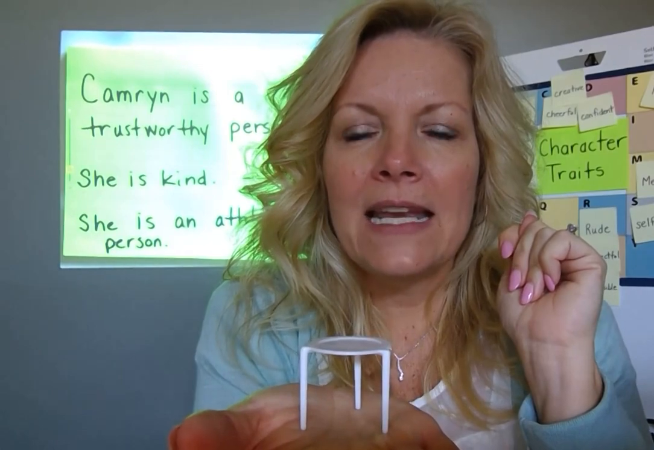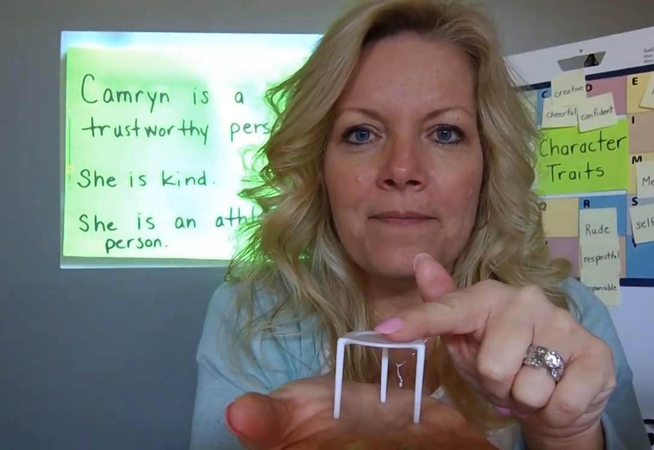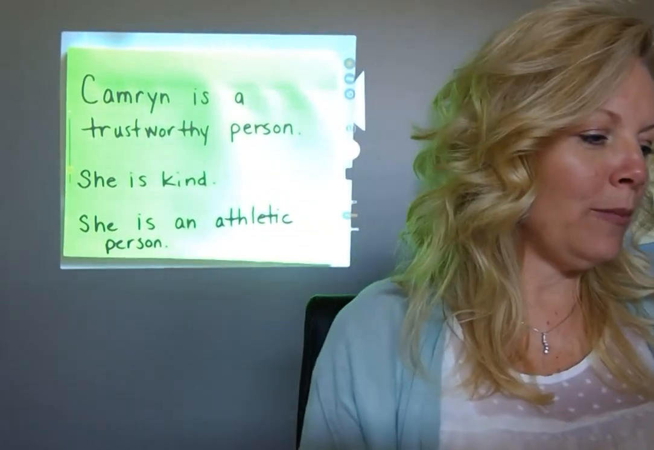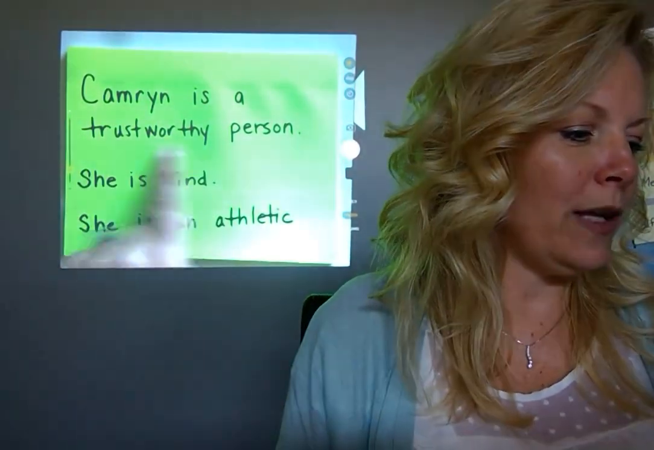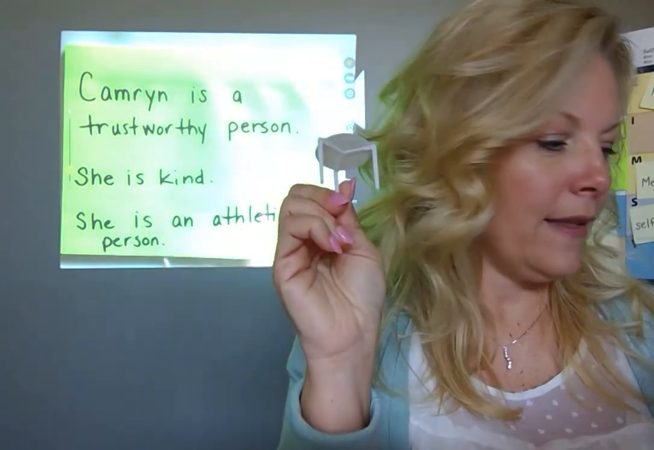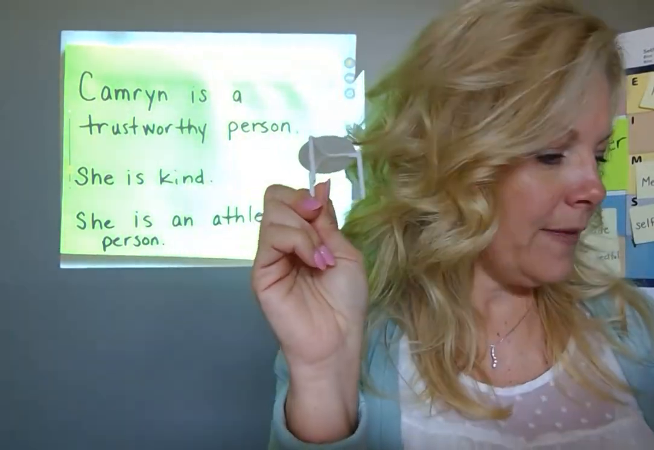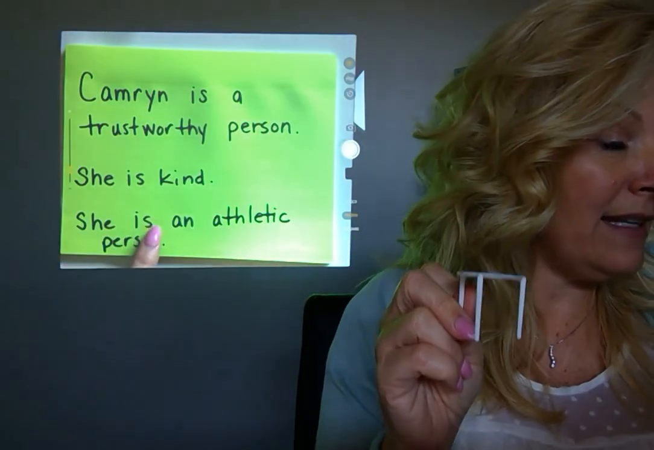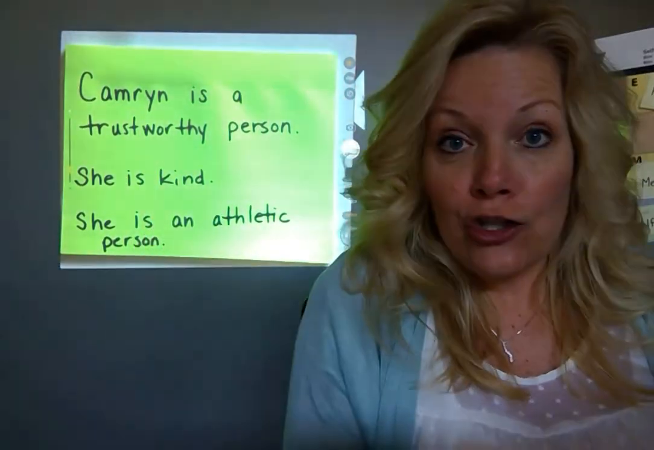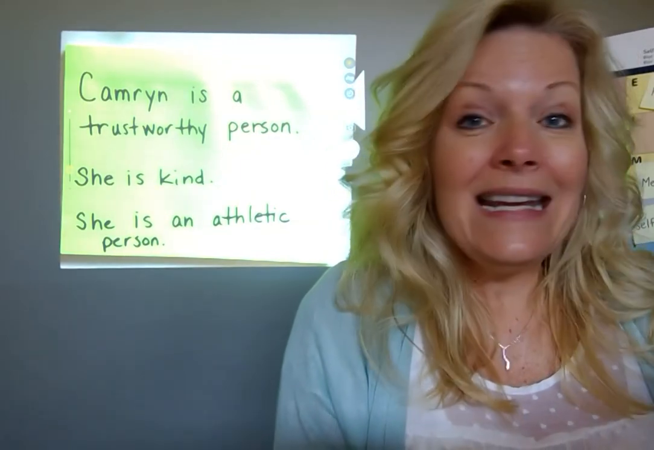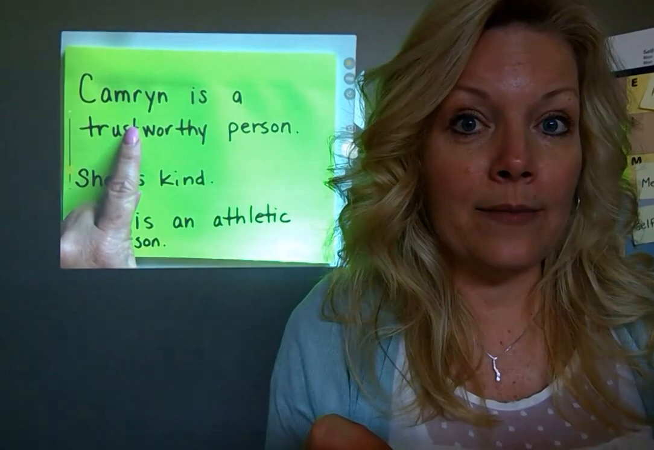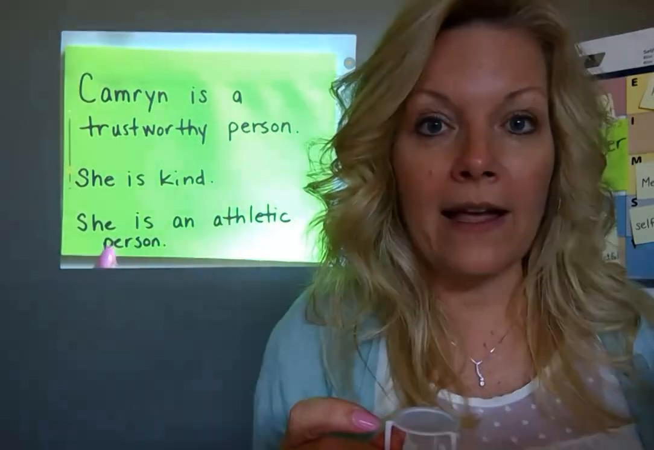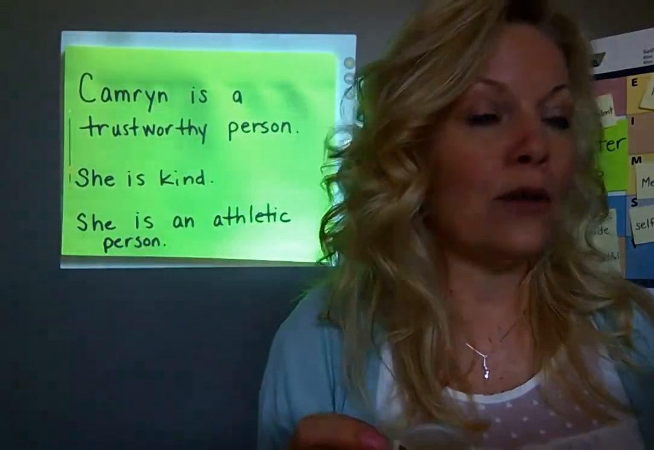Now, here's what I want you to see. Ready? This is a tabletop. Leg, leg, leg. Watch this. Do you remember looking over here? Cameron is a trustworthy person. Tabletop. She is kind. Tabletop. She is an athletic person. Tabletop. All three of these are tabletops. There's no legs. We need legs for our tabletops. Those legs are called details. We need some more details for each one. These are all tabletops. So let's get legs.